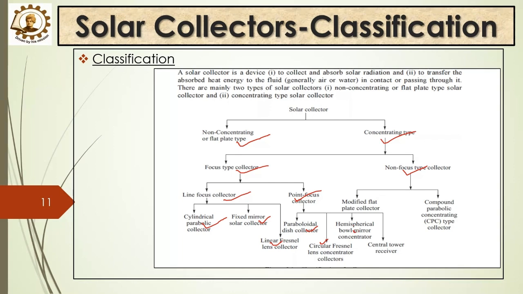the hemispherical bowl concentrator and the central power receiver, while the non-focusing type is divided into the modified flat plate collector and CPC, that is the compound parabolic concentrating type collector. So this classification comes as a 5 marks question, which is important for the exam purpose.